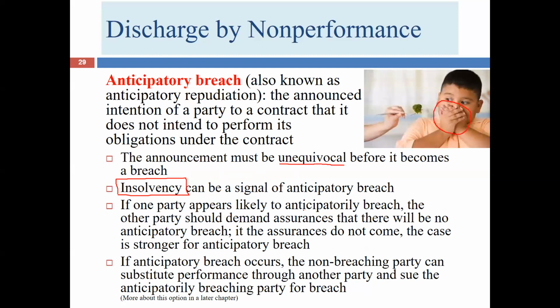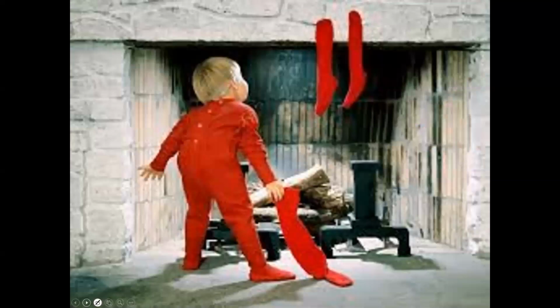If a person seems likely to anticipatorily breach, again because of insolvency, or it's all over the papers that your factory burned down, then the other party absolutely can demand assurances that there's not going to be an anticipatory breach. And if those assurances don't come, then again, it's pointing to the fact that there is going to be an anticipatory breach. As we said before, the non-breaching party can get substitute performance, and in fact, it's actually required to get substitution under those circumstances to accomplish mitigation.